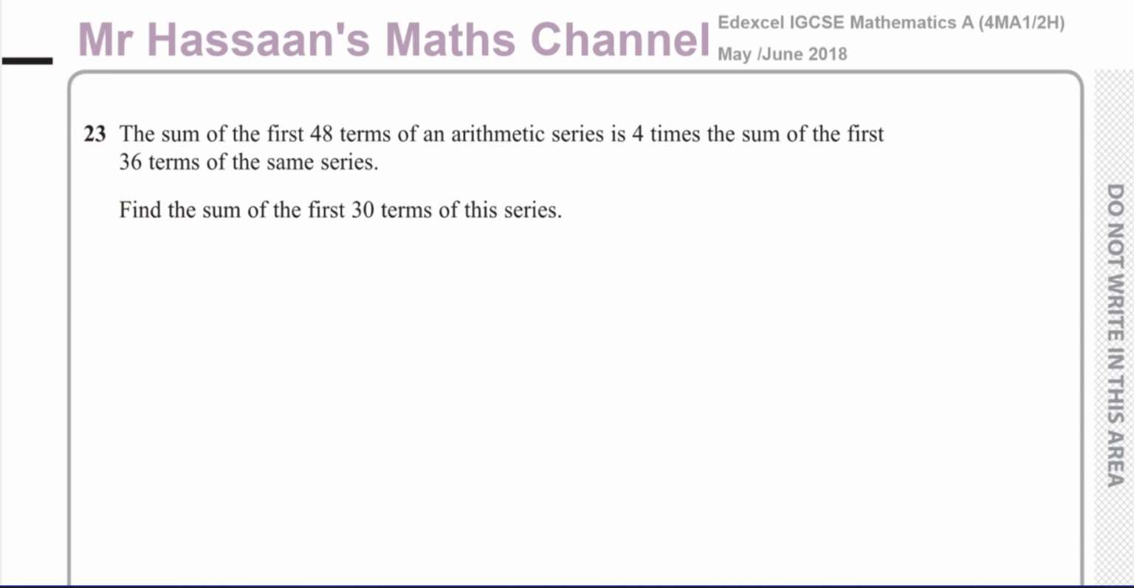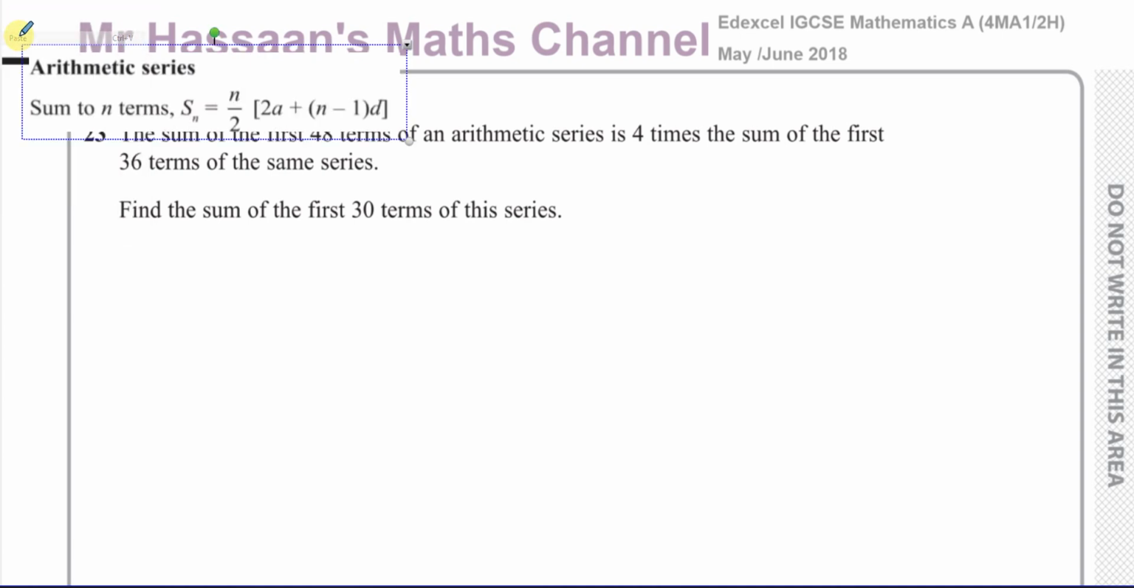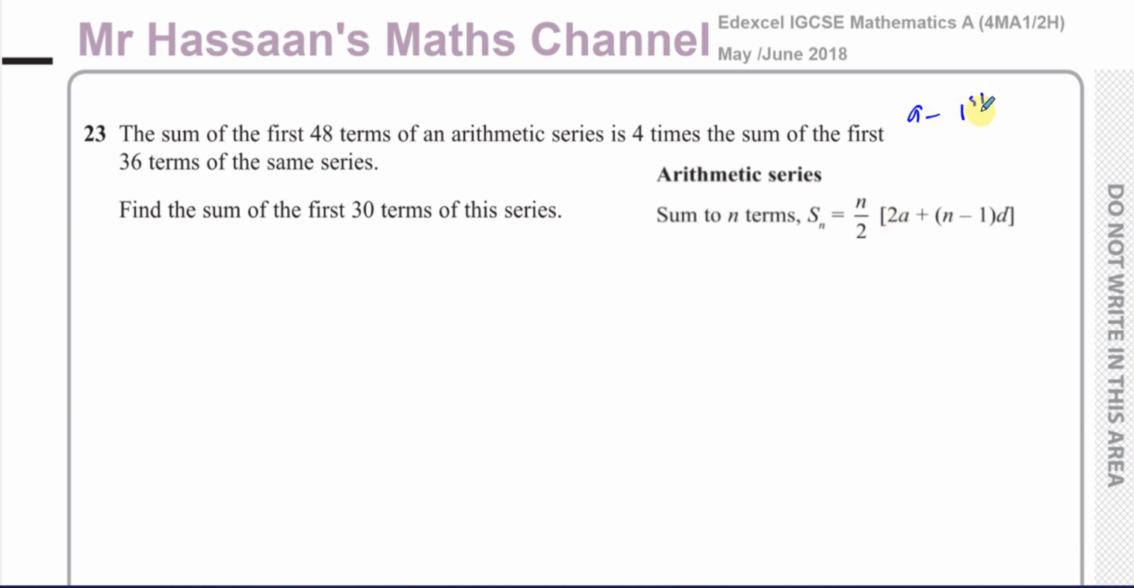First of all, if we go to the front page, we have the formula sheet. This is the sum to n terms of an arithmetic series: Sn equals n over 2 times (2 times a plus (n minus 1) times d). a stands for the first term, and d stands for the common difference, which tells you how much you add or subtract each time to get to the next term. We don't have either of those, but we do have n.